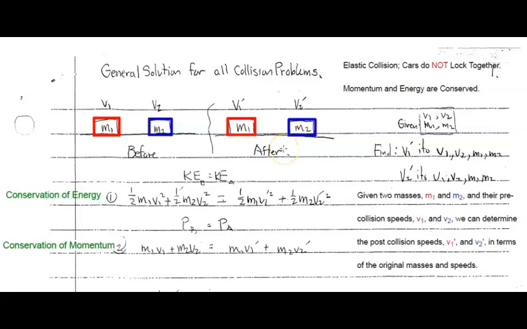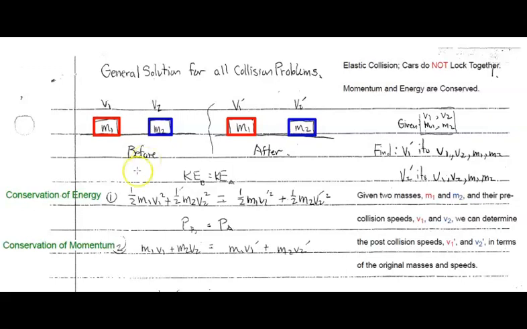Hi, and welcome to another lesson in the physics video series. Today we're going to be discussing the general solution for all collision problems that are elastic collisions. An elastic collision has both masses in the two-body problem bouncing off each other and not sticking together.